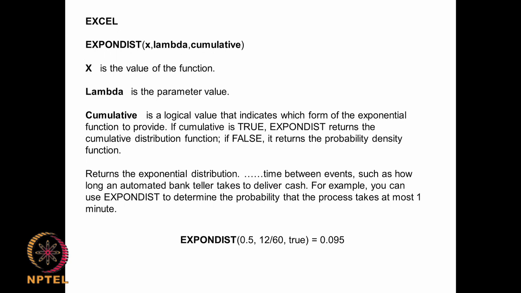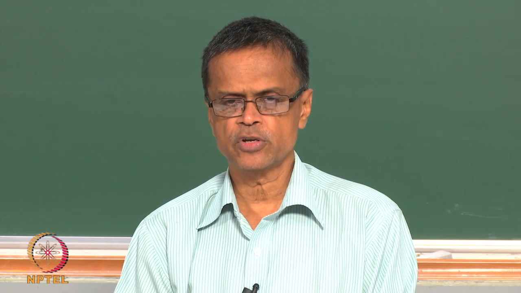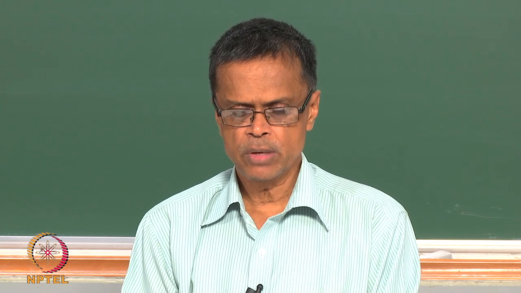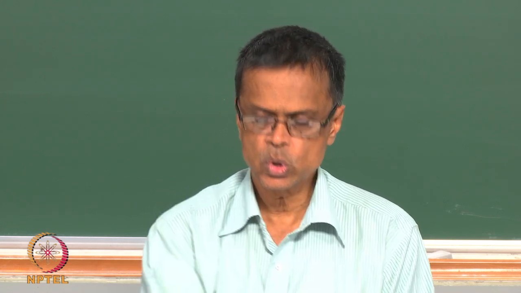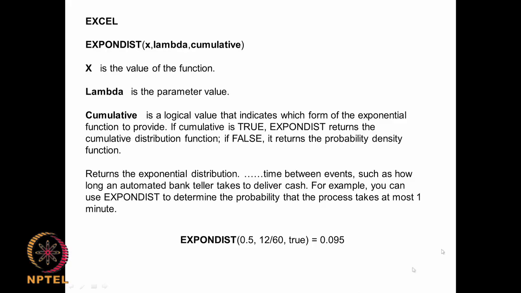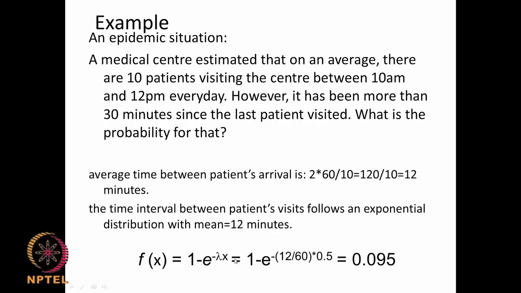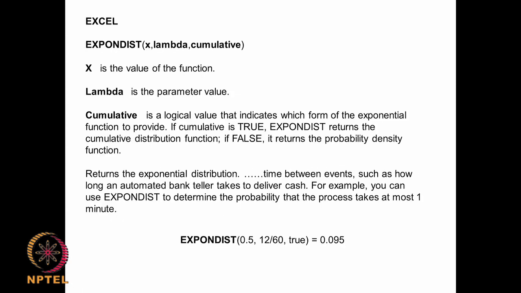We put cumulative here because when we say for 30 minutes nobody came, it could have been 1 minute, 2 minutes, 3 minutes, 4 minutes and so on. That is why we put it as true. The same thing is obtained from this equation also, 1 minus e raised to the power minus 12 by 60, where the 12 is converted into hours, that is why we are dividing by 60, multiplied by 0.5. That gives you 0.095. So, we get the same answer using the Excel command also.